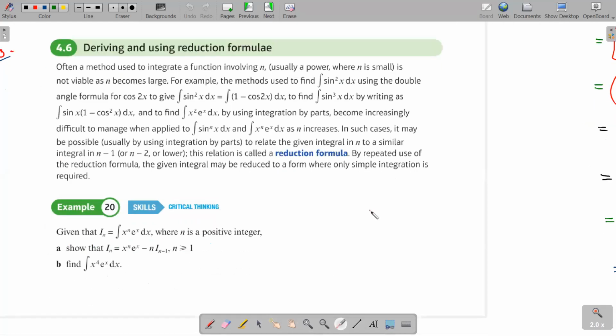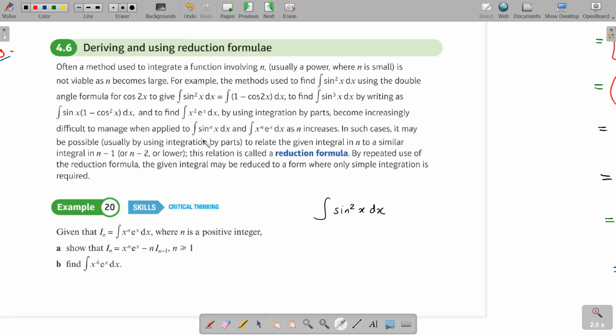Basically, for example, how do we integrate sine square x? What is the technique that we use to integrate sine square x? You remember we use the cos double angle rule. We can use 1 minus cos 2x and we can find the integration of sine square x.